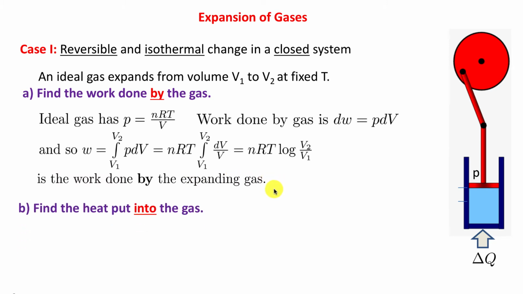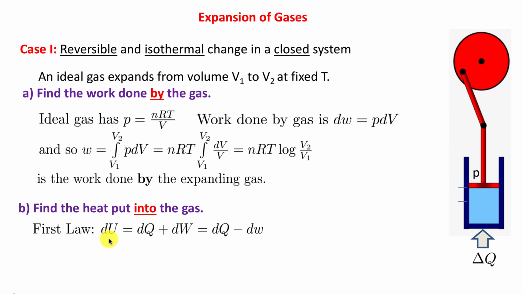Next, let's find the heat put into the gas. So you see over here that this gas was heated. So an amount of heat delta Q was put into it, and this is what enabled the piston to do work. The first law of thermodynamics tells us exactly how this happened.